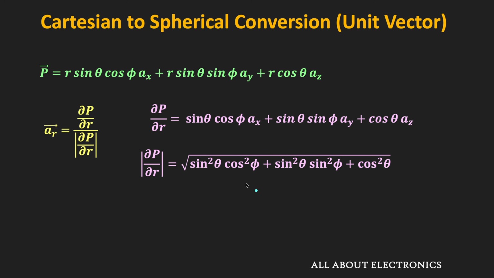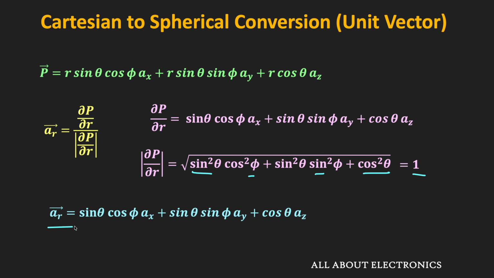Here in the first two terms, sin square theta is common. If we take it outside, then in the bracket we will have cos square phi plus sin square phi, and we know that that is equal to 1. After further simplification, once again we will have the square root of sin square theta plus cos square theta, and that is also equal to 1. So we can say that the unit vector AR can be given by this expression.